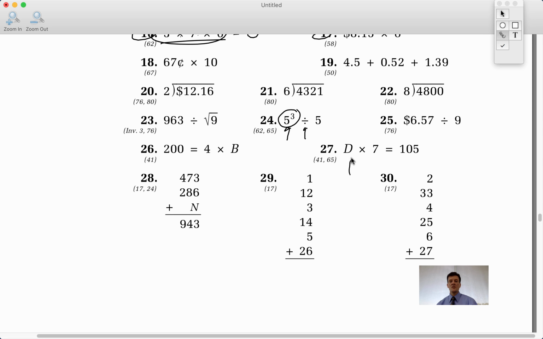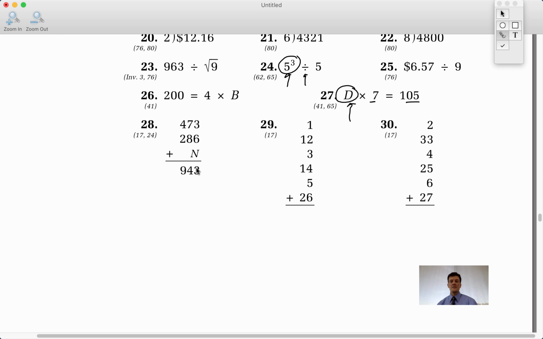Here, this equation is asking you a question. What times 7 equals 105? All right. Do all of these problems here. Don't skip any. Do them all. Double check your work. Work carefully, meticulously, and make sure that you're putting the time in that you need to in order to do well on this. Okay? All right. And we'll talk if you have any questions.